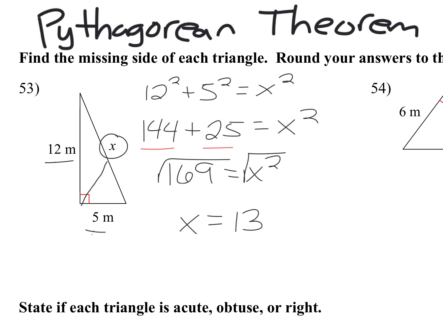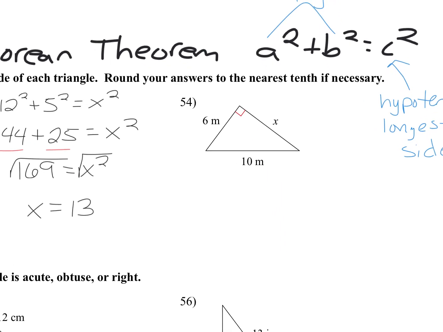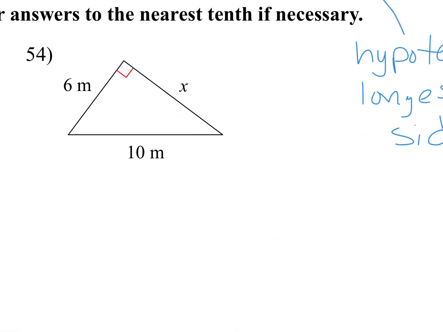Can we do number 50? Okay, on 54, remember, circle your longest side. What's my longest side? How do you know? It's across from the 90. And then what do I do with the other two sides? Underline them. Wouldn't it just be the same thing except you divide? Now you set it up.